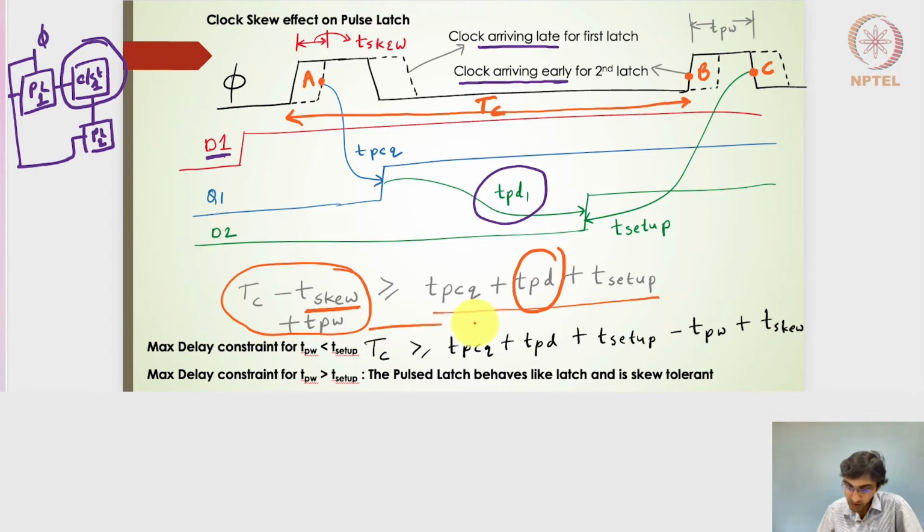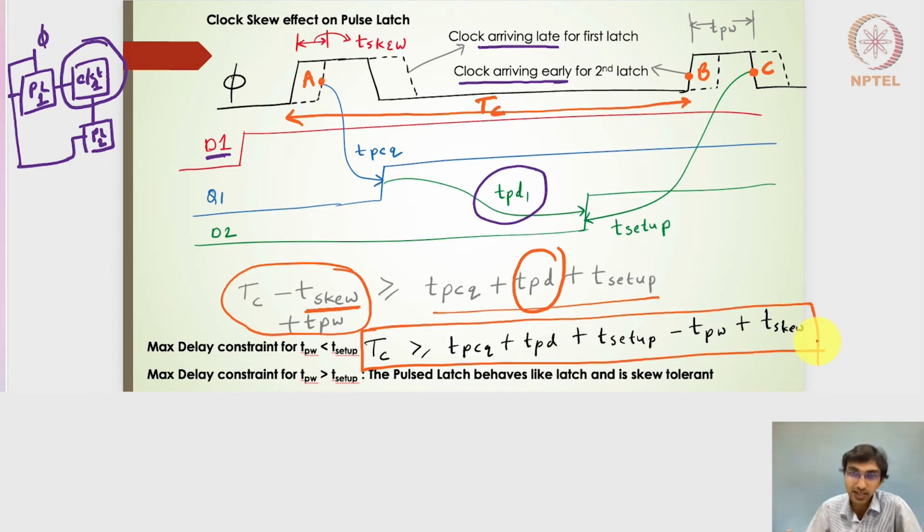So this is the overall expression for the clock time period for the pulse latch, with the pulse which has been generated by the clock, right? And then having the clock with the skewing characteristics. Right, so for the maximum delay constraints, if the TPW, the pulse width that is being given to the pulse latch, is actually very small, then we will have this particular expression.